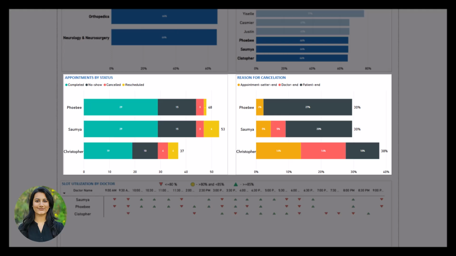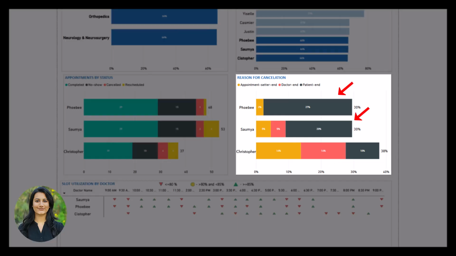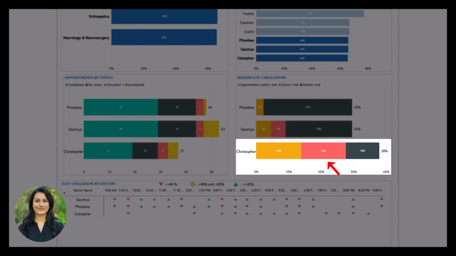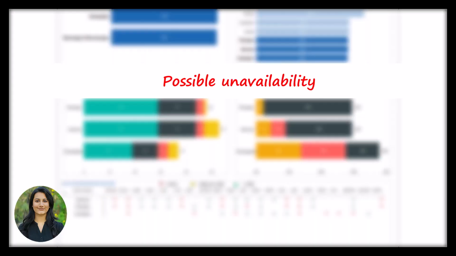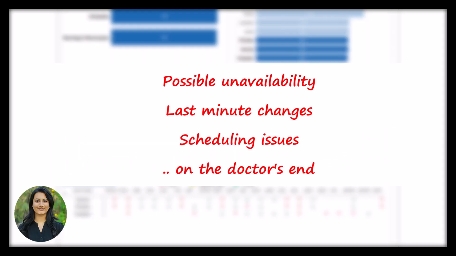Now let's look at the appointment status and cancellation data. The black bar shows appointments cancelled by patients. Red bar shows appointments cancelled by the doctor's end. We can see that while most of the cancellations happened from the patient's end, for Christopher, a large number of appointments are being cancelled by the doctor himself. This suggests possible unavailability, last-minute changes, or scheduling issues on the doctor's end.